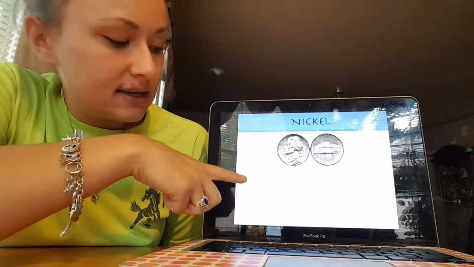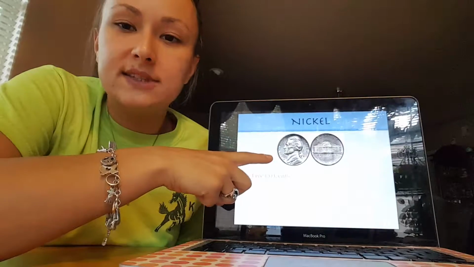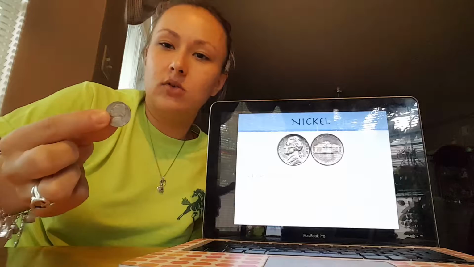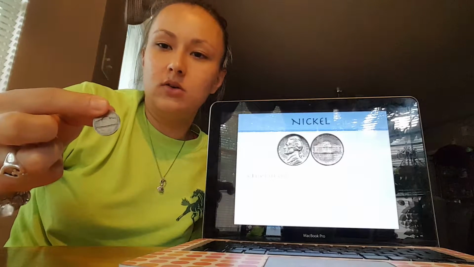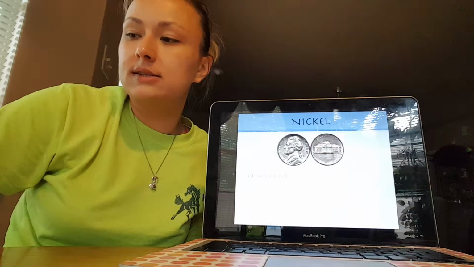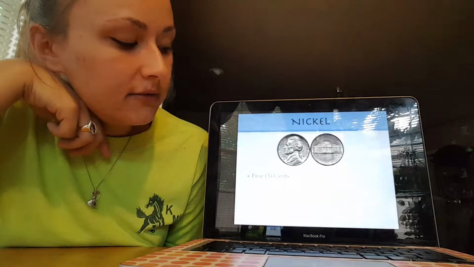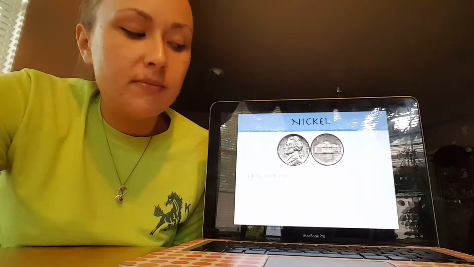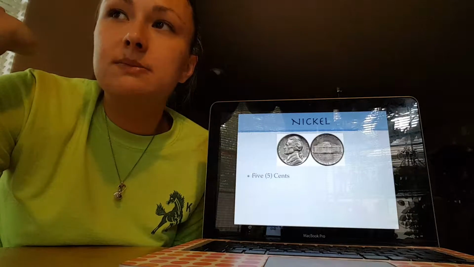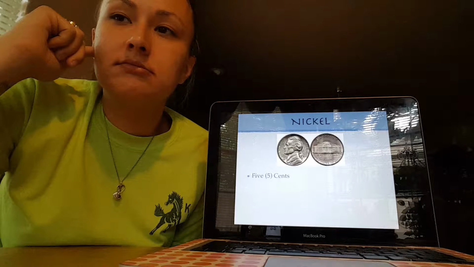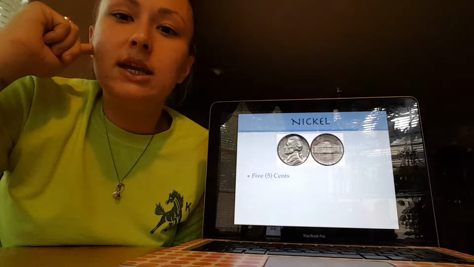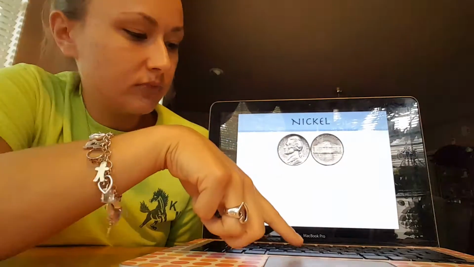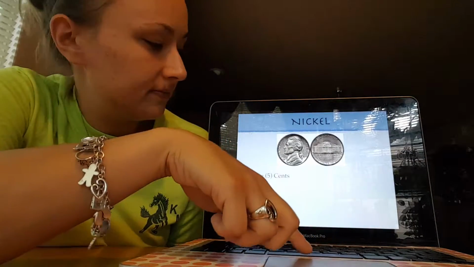And this is a nickel. A nickel is worth 5 cents each. So this is the front of the nickel, and this is the back of the nickel. And I'll pass that around so you guys can look at it. And so if a nickel is worth 5 cents, how many would you need to make 30 cents? You would need 6 nickels. We'll talk about how to count money in just a minute.